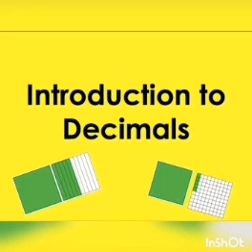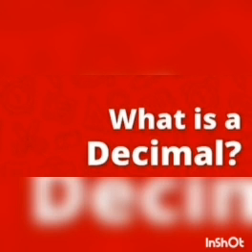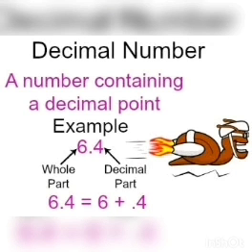Today, I will tell you about a most interesting and important topic, that is decimal numbers. So, student, what is a decimal number? Numbers containing a decimal point are called decimal numbers. Example: 6.4. Here 6 is the whole part and 0.4 is the decimal part. So 6.4 is equal to 6 plus 0.4.